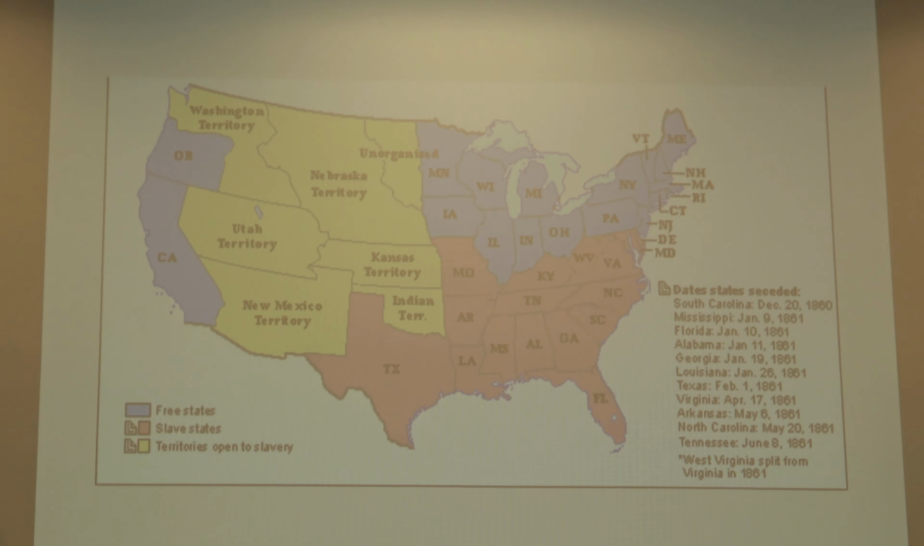Don't skip those states, okay? Yes, we want to concentrate on these states right here in the pink. These are the states that seceded, and you see Mississippi was the second state to secede from the Union. But then you have the free states. So you've got California, Oregon, and all these other states up here.